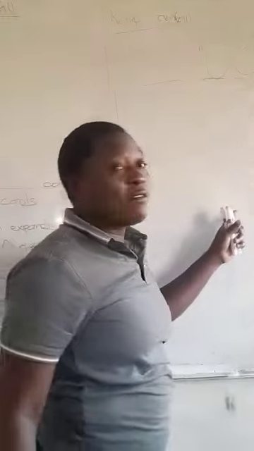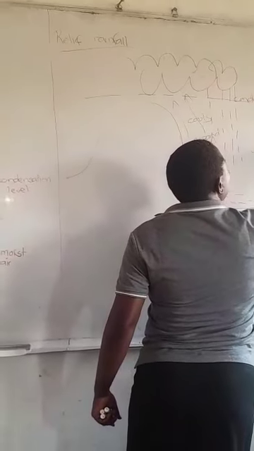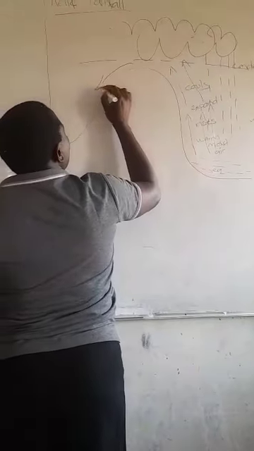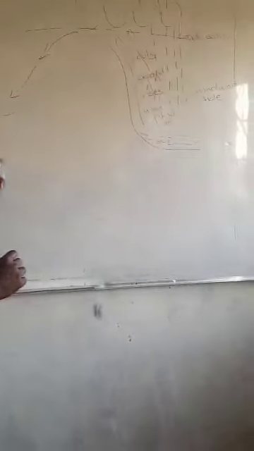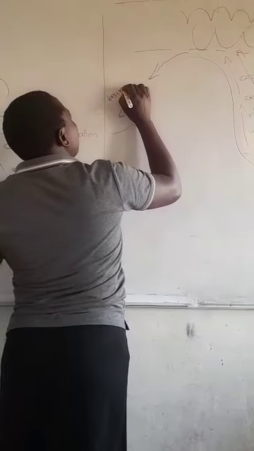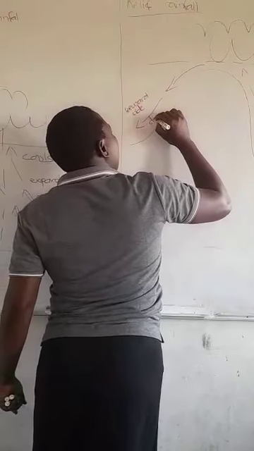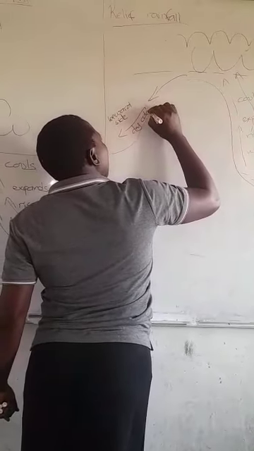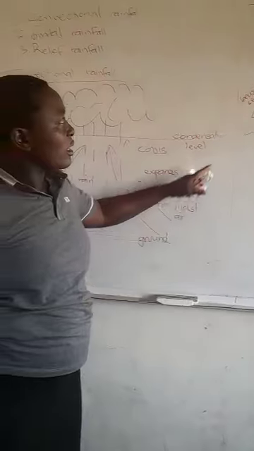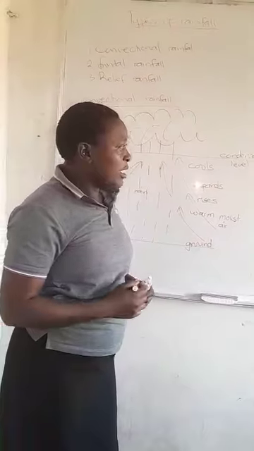The side which receives rainfall is called the windward side. And the side which does not receive rainfall, this side is called the leeward side. And it only receives dry, cold air. So this is the type of rainfall which is usually received in the mountainous areas in Manicaland.